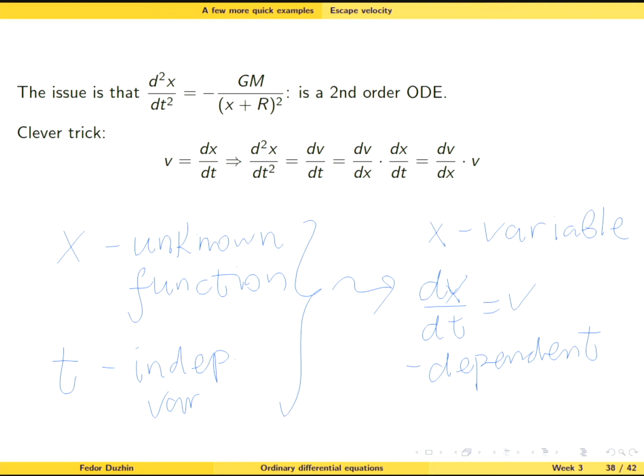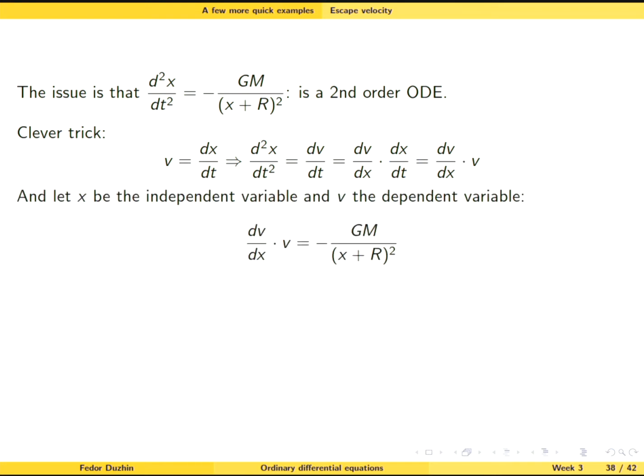If v is dx/dt, then the second derivative of x with respect to t is dv/dt, but at the same time, dv/dt is dv/dx times dx/dt according to the chain rule. But then dx/dt here is just v. So that's how we did it. The second derivative of x is nothing else but dv/dx times v. And then when we substitute it into the equation, that's what we're going to get.